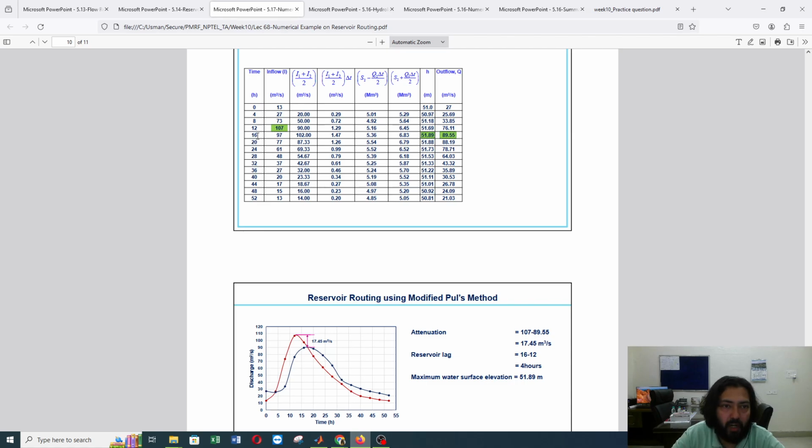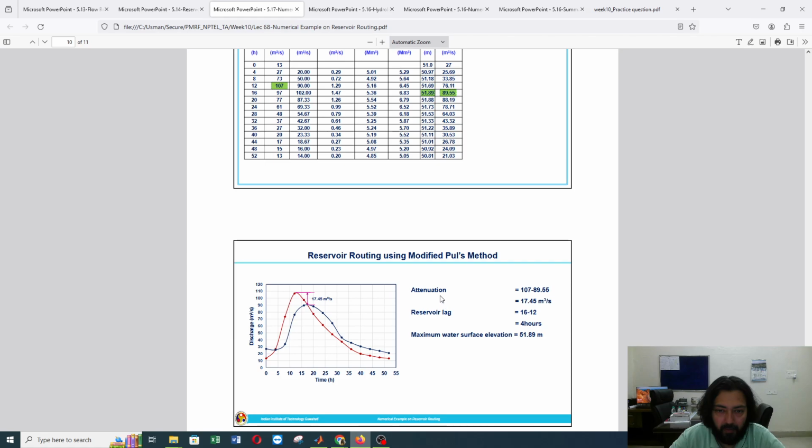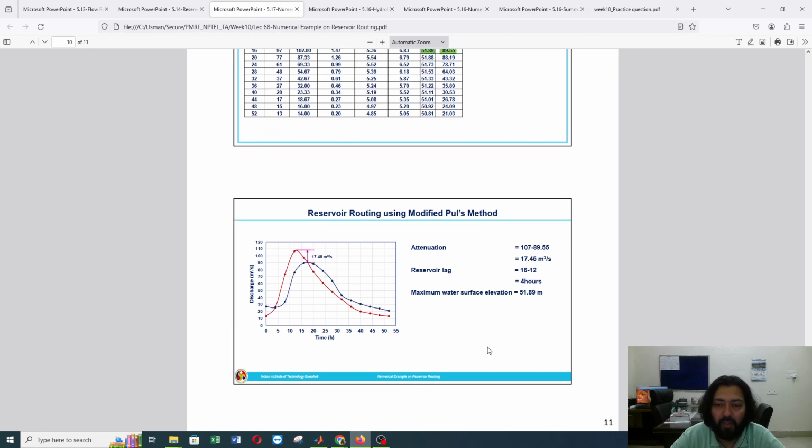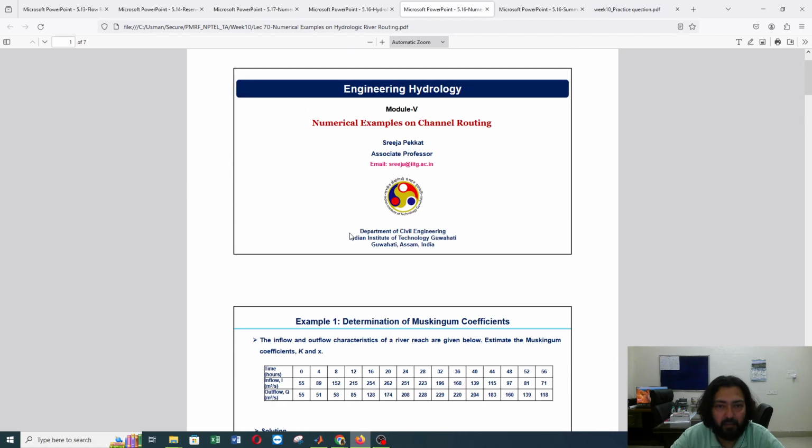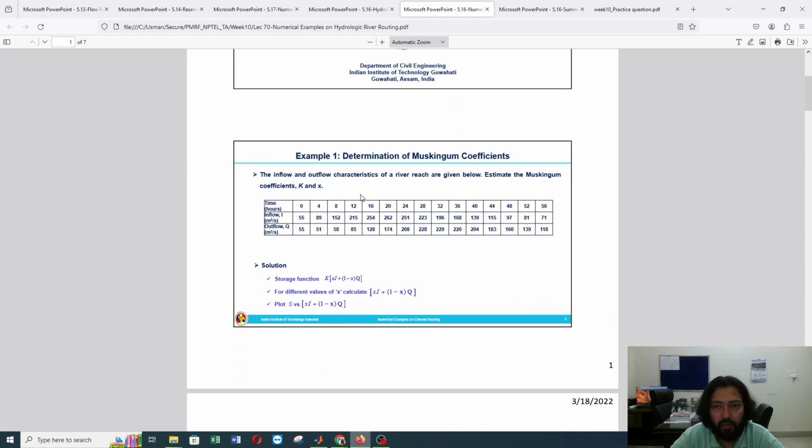So there is a total lag of 4 hours, that is 16 minus 12, 4 hours, and the maximum water surface elevation was 51.89. So these were the three terms that were to be found: attenuation, reservoir lag and maximum water storage elevation. Similarly, we can see another problem, that is for determination of Muskingum coefficient.